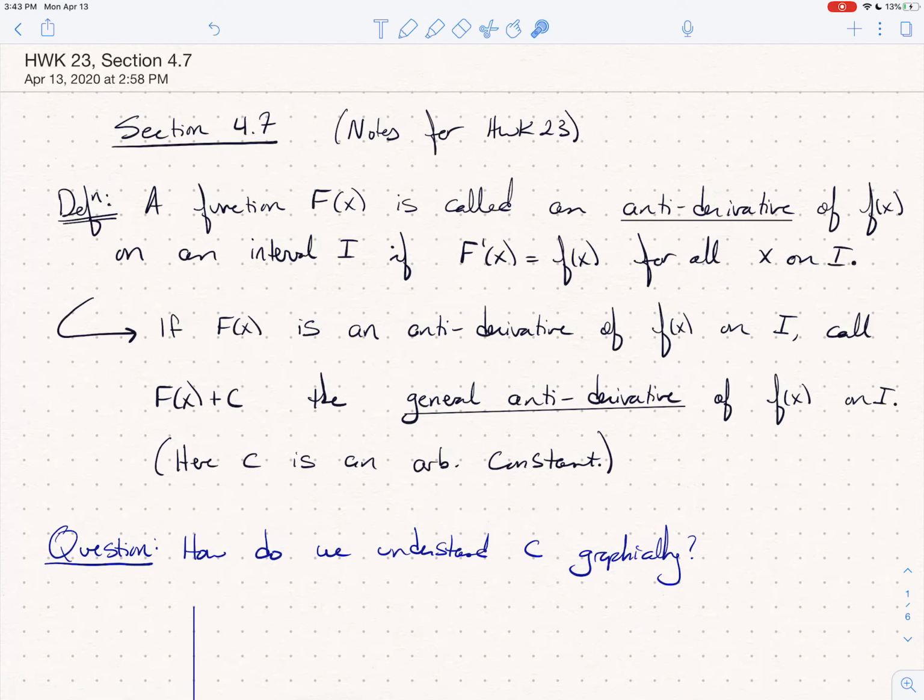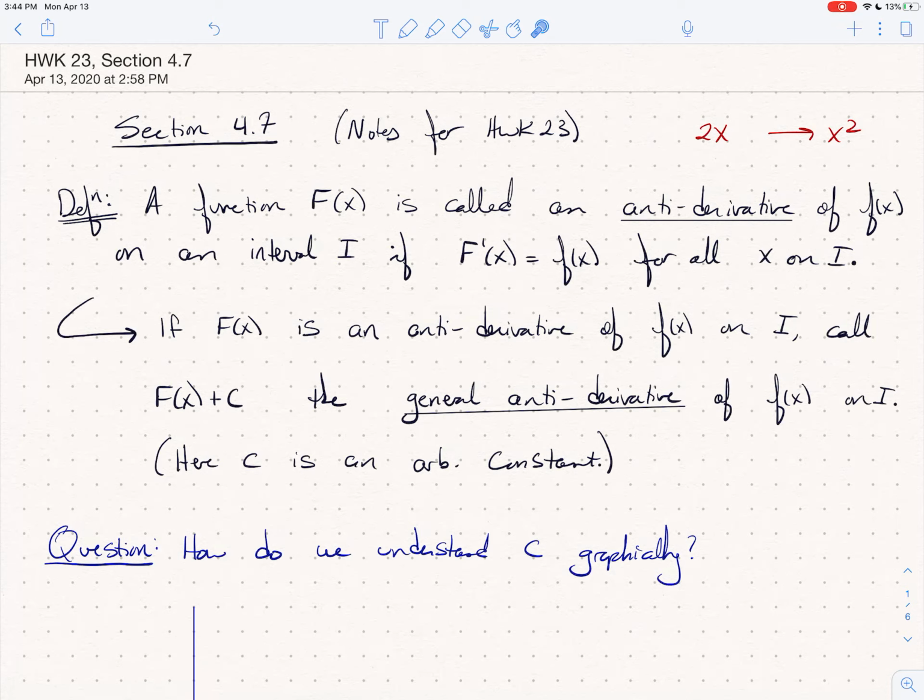All right, so we're going to name what we ended the last lecture with. We're going to call a function big F of x an antiderivative of little f of x on an interval I if the derivative of big F is little f for all x on I. So let's just quickly see an example before we read any more. For example, an antiderivative of 2x would be x squared because the derivative of x squared is 2x. So we're going backwards. The antiderivative, not the, because there's more than one, an antiderivative of 2x is x squared.